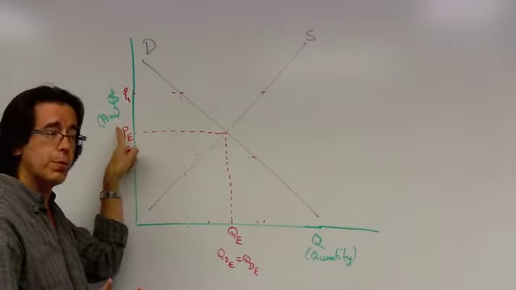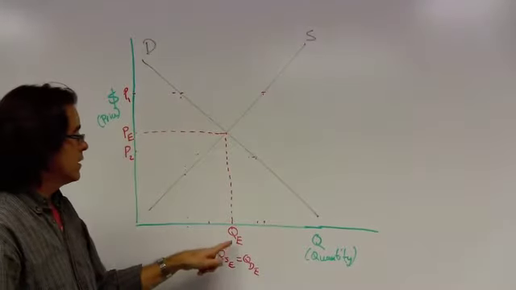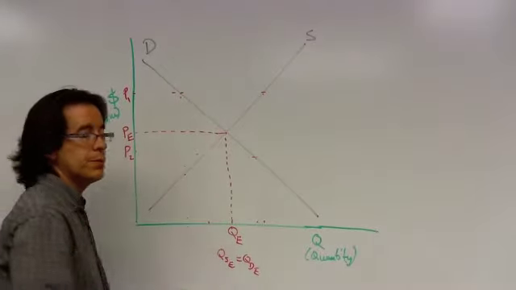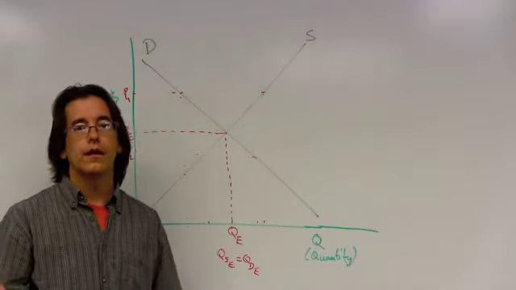So again, everyone's responding to a price and determining their quantity. Okay? So at this equilibrium price, markets clear, markets function.